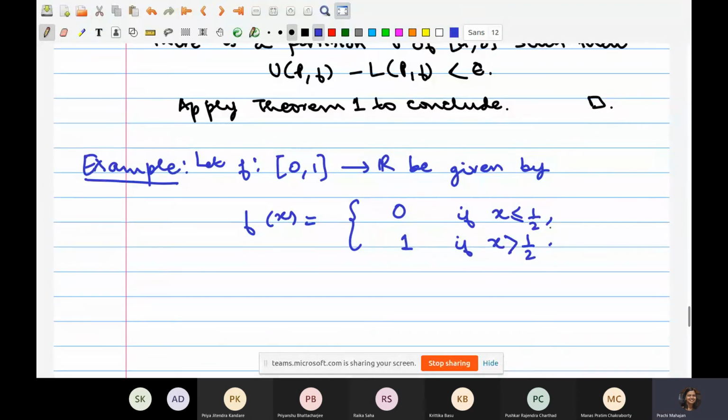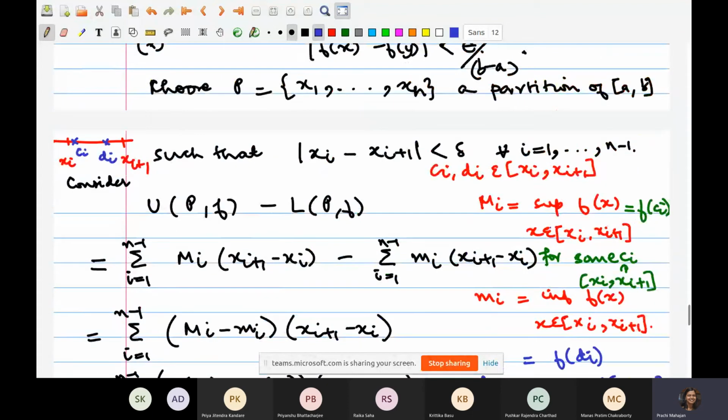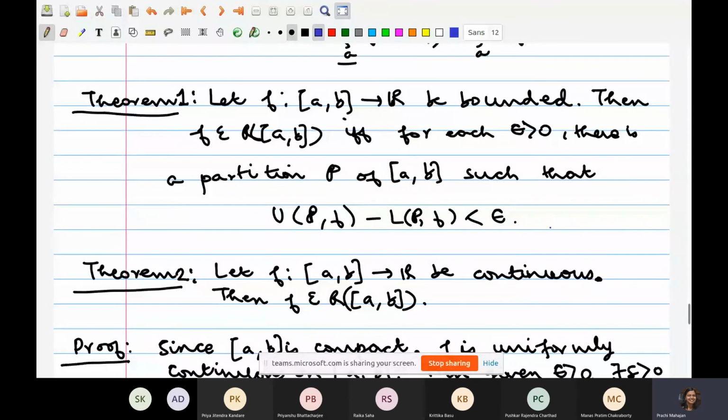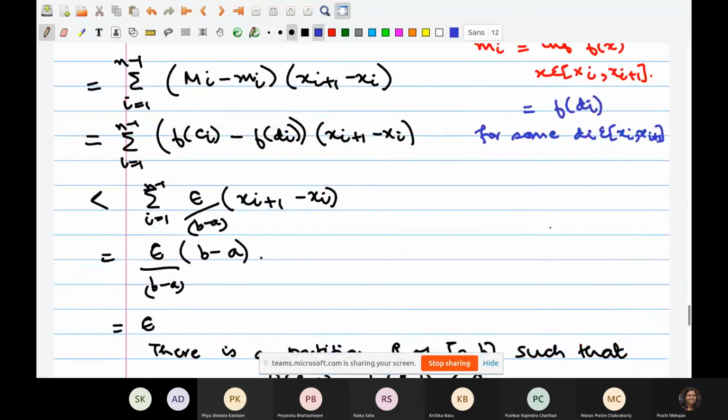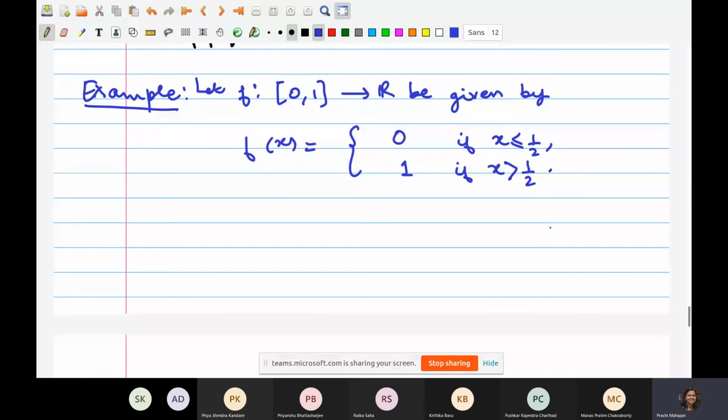I am going to appeal to theorem 1 in order to show that this function is integrable. Let's fix some positive epsilon, and I am going to show that there is a partition of the interval AB such that the upper and the lower sum do not differ by more than epsilon. So how do I construct this partition? This is point 0 and this is 1, and I have to construct a partition. So let's fix epsilon positive.